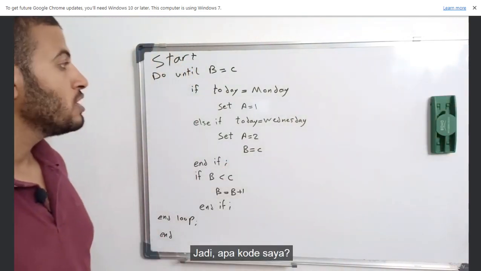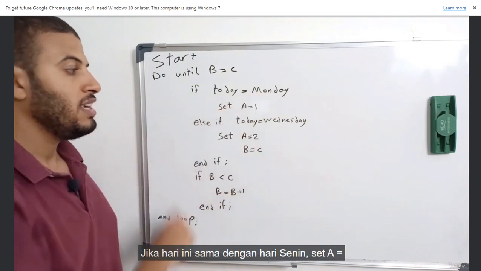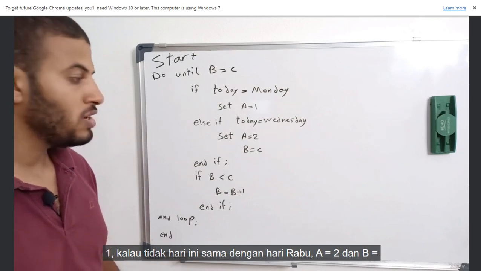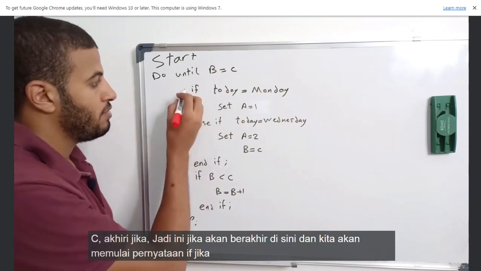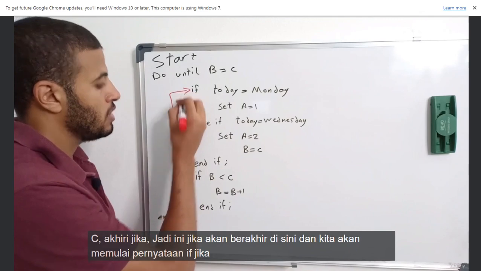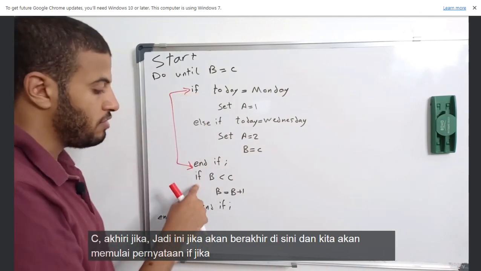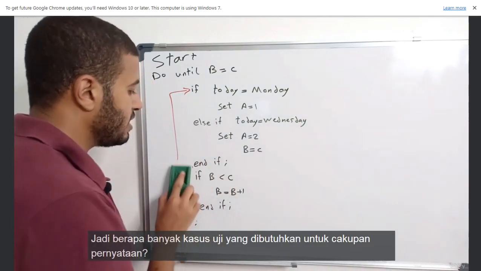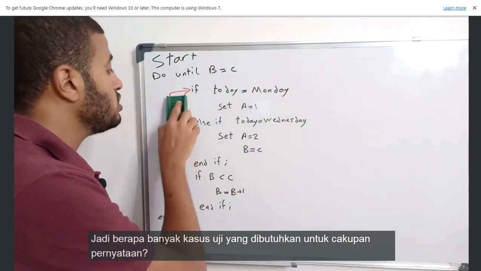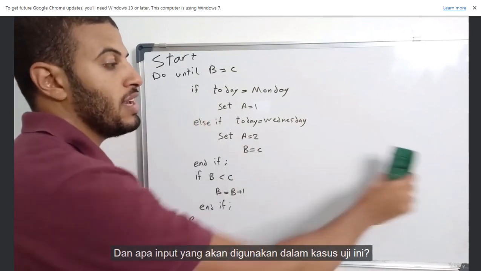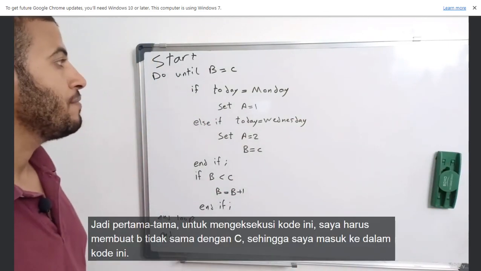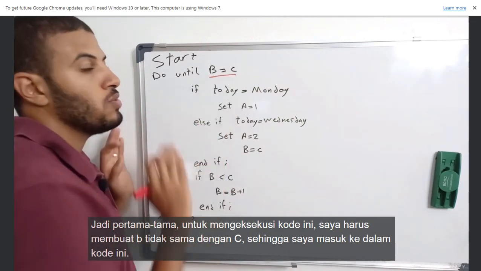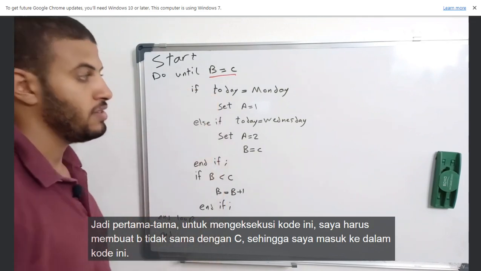So what is my code? If today equals Monday, set A equals 1. Else if today equals Wednesday, A equals 2 and B equals C. End if, so this if will end here. And we will begin another if statement: if B is smaller than C, B equals B plus 1. So how many test cases will be needed for statement coverage, and what are the inputs that will be used in these test cases? Okay, so first, in order to execute this code, I must make B not equal to C, so that I go inside this code.